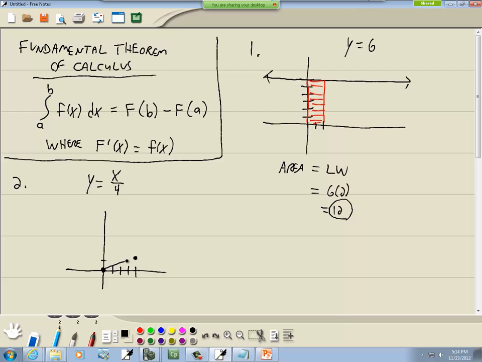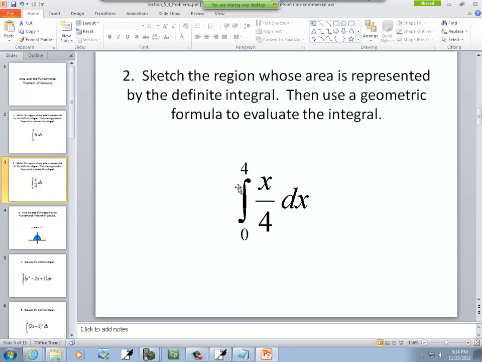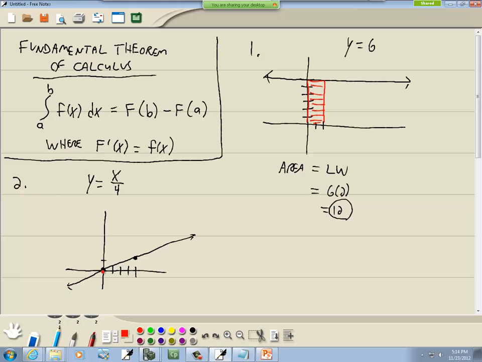So that's the line, basically. Well, actually, let me continue it forever just so you can see it. Okay, so it goes like that. And then it's from 0 to 4. So here's 0 to 4. So what they're trying to find is this right here. It's bounded by the x-axis.